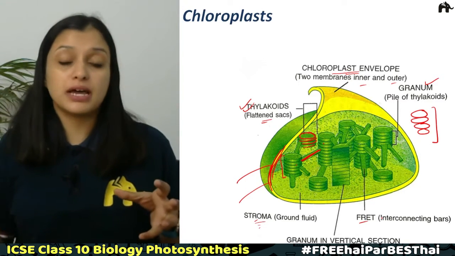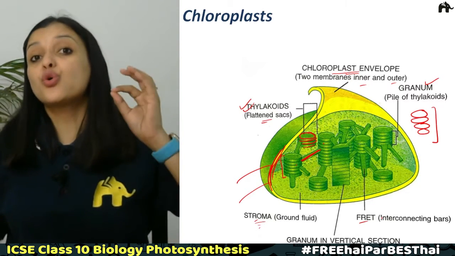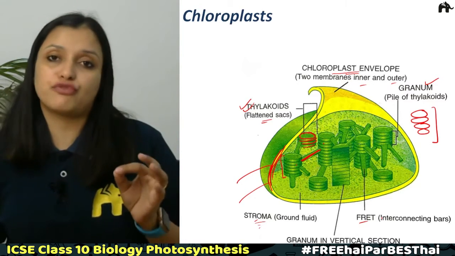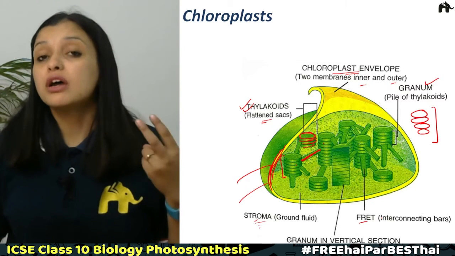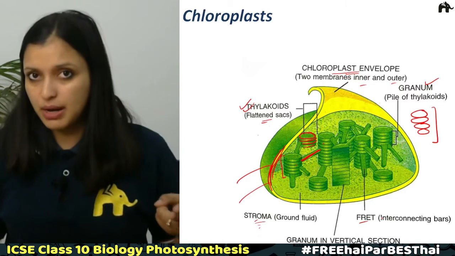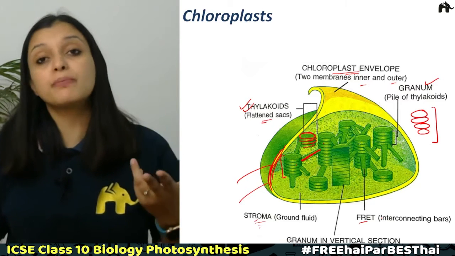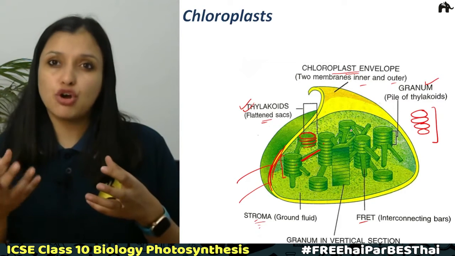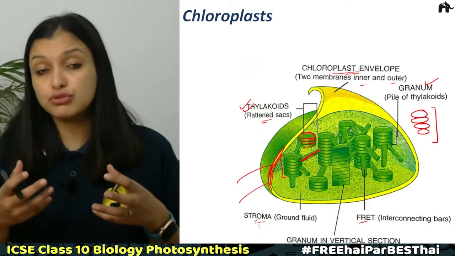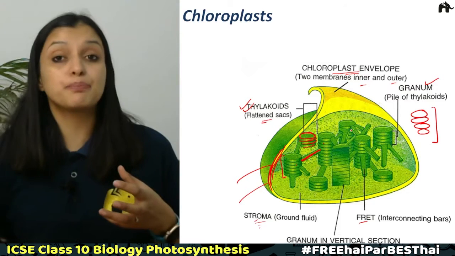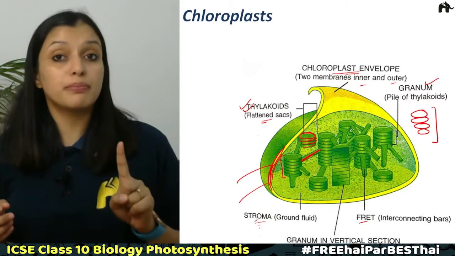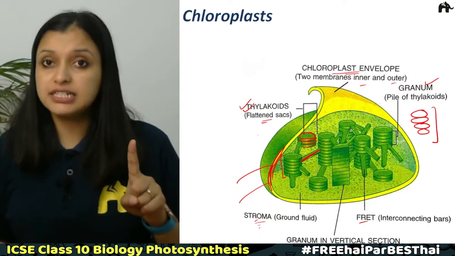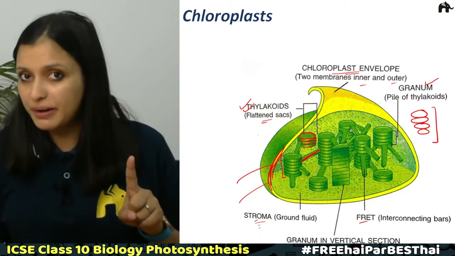So what are these chloroplasts? These are minute oval bodies which are present inside the leaves of plants, and they are double membrane bound structures, right? So they have two membranes, the outer one and the inner one, correct? Now if we talk per cell, there are 40 to 50 chloroplasts per cell. We are not talking about per leaf, we are talking about per cell. A single cell inside a leaf contains 40 to 50 chloroplasts.